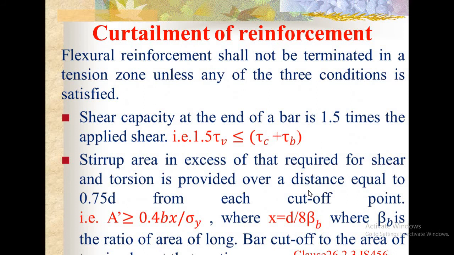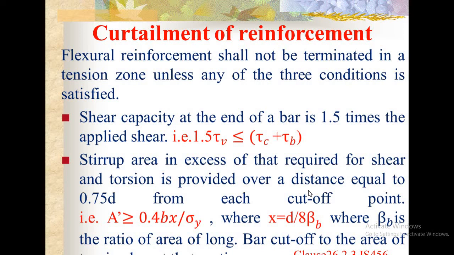Then we are going to curtailment of the reinforcement. Instead of providing some bend up bars, the curtailment of reinforcement is done. This is the way we are doing now: the extra bar or reinforcement at tension zone at support. So the flexural reinforcement shall not be terminated in a tension zone unless any of 3 conditions is satisfied.